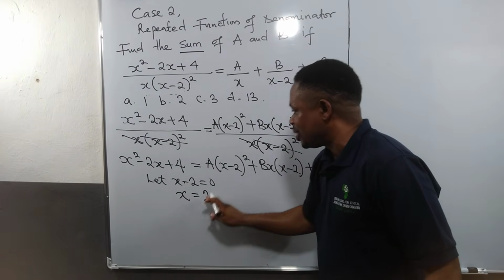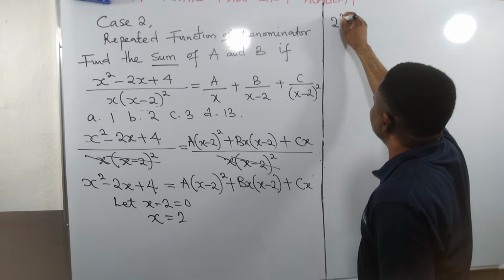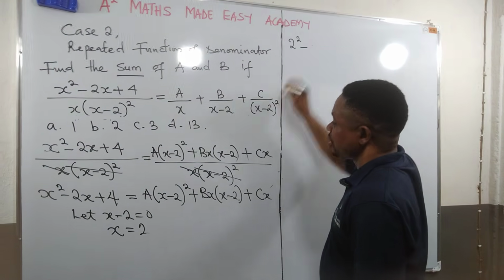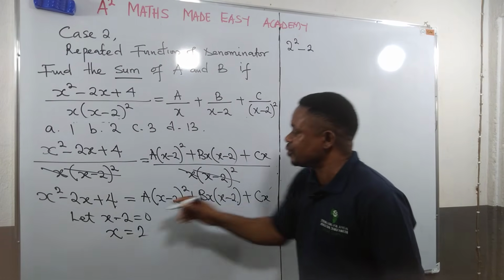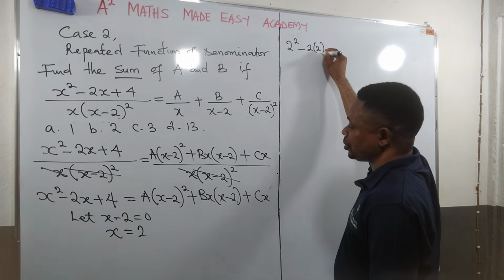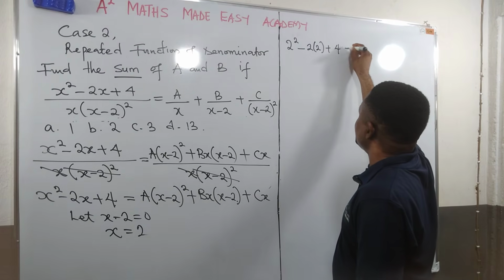x is what? 2. I will now write 2 squared, then minus 2. I will now write 2. I have seen x. What is x? x is 2. Then plus 4.